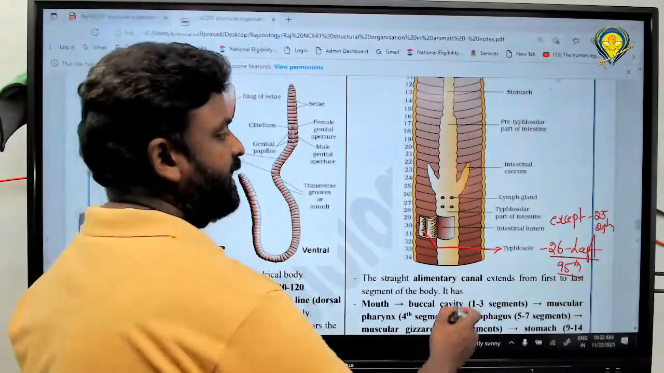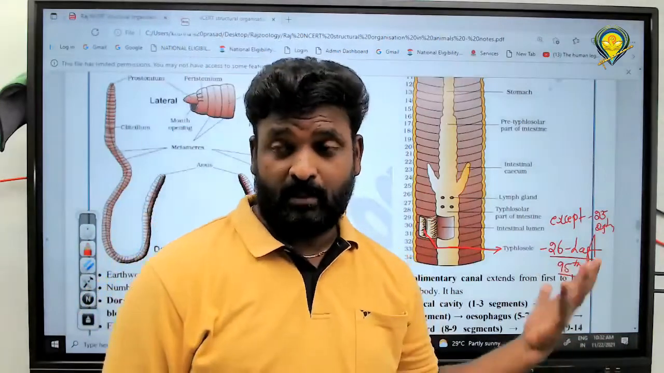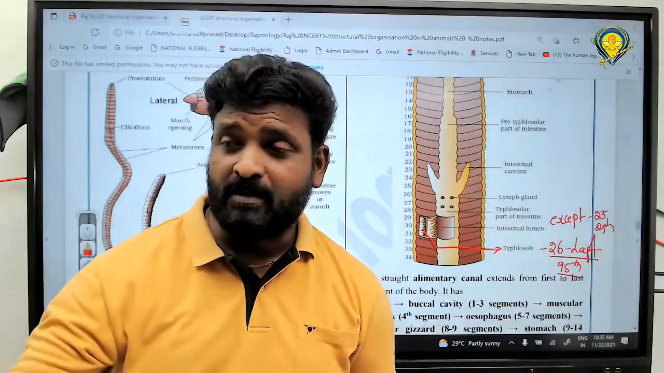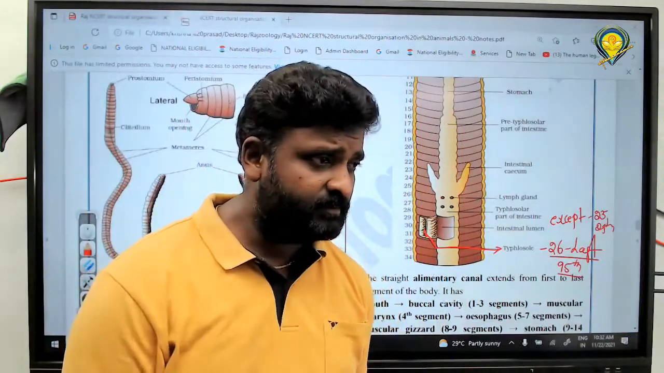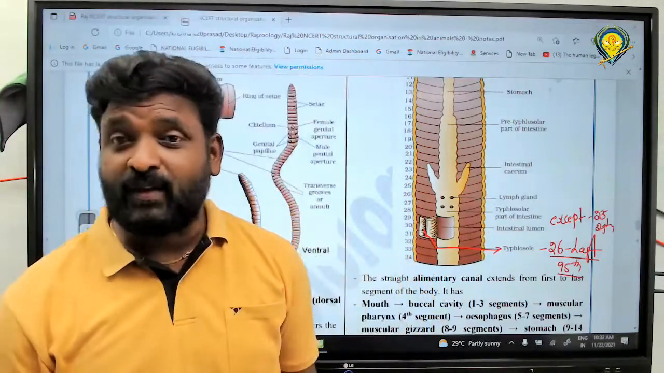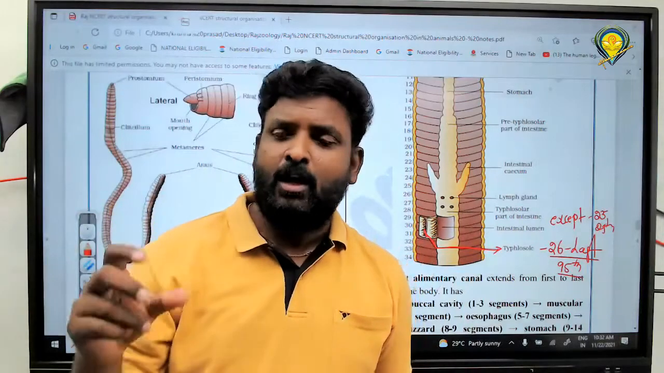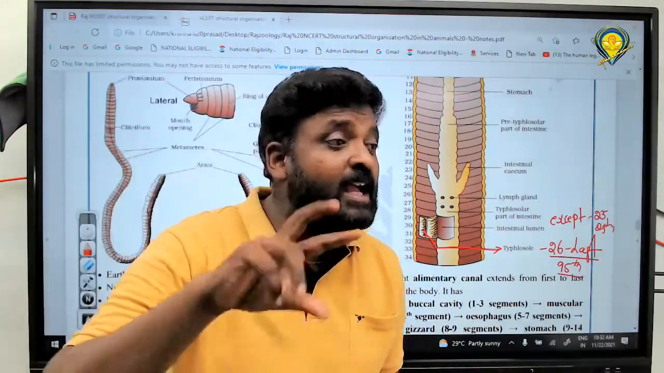And this is what, even the glands are present here. And next one, I would like to say something about the digestive system of earthworm. There is a presence of glands called calciferous glands, right? Calciferous glands, which are present in the stomach, help to neutralize the humic acid.